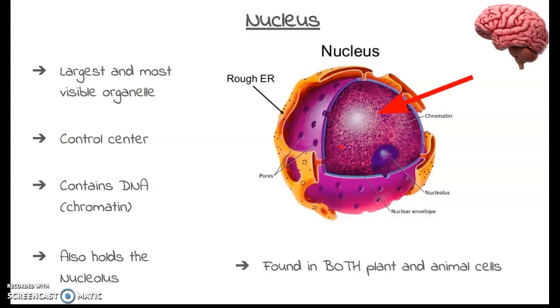It also stores the nucleolus. Inside the nucleus, there's going to be a dark circle inside of there, a dark ball almost. That's the nucleolus, and we'll talk about that in a little bit. When you look at that under the microscope, you typically cannot see the nucleolus with a standard microscope. And again, they're in both plant and animal cells. Now, remember, they're not in prokaryotic cells, but they are in both eukaryotic, plant and animal. So that's the nucleus.